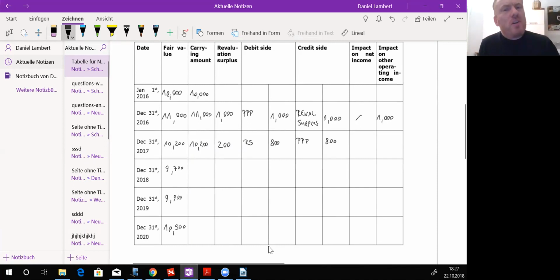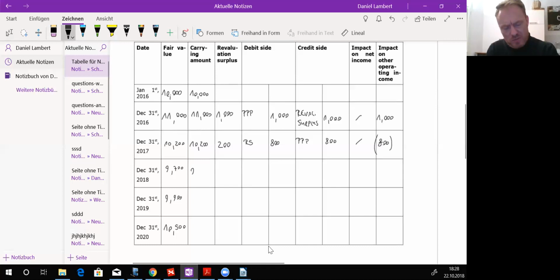Is there any impact on the income statement? No, there is not. So that's that. And the other operating income goes down by 800. So we put it in brackets, meaning that it goes down, it shrinks by 800 euros. Now, it goes further down. It even touches the historical cost of 10,000, and it goes even further down to 9,700.